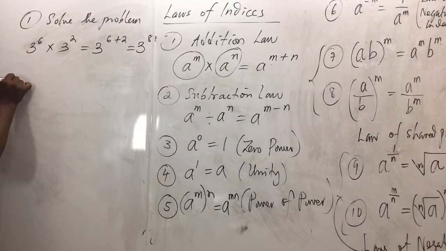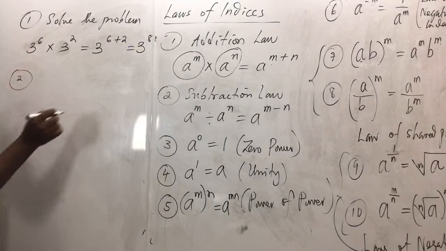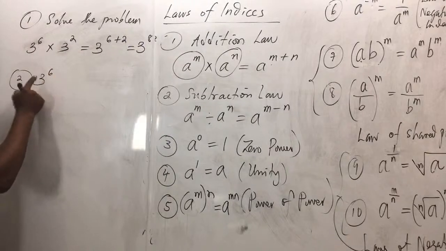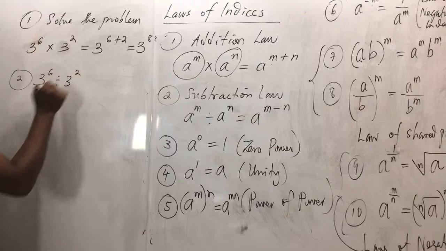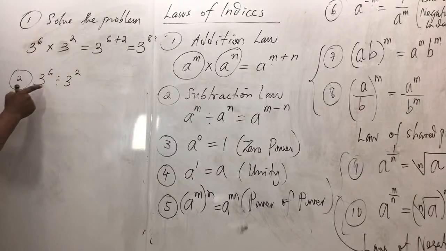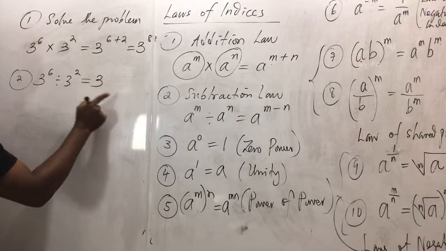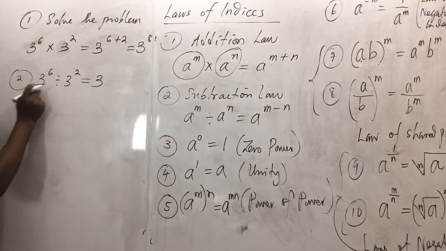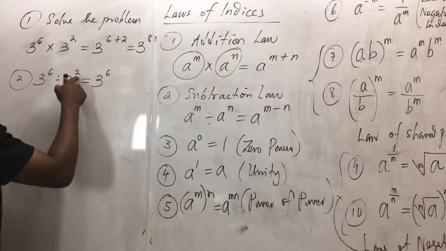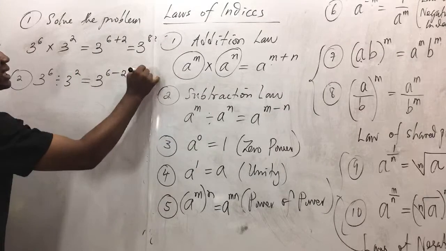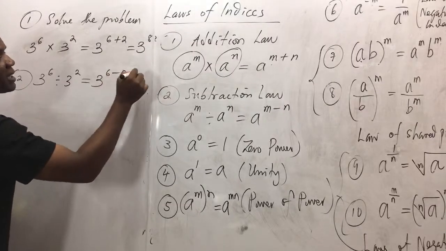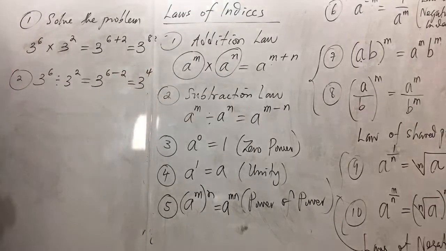So now for the second law being the subtraction law, what if the problem was to solve 3 raised to power 6 divided by 3 raised to power 2? The subtraction law will come in this case. In which case, all you have to do according to the subtraction law, provided the bases are the same, is subtract the second power from the first power, meaning that your answer in this case will be 3 raised to power 6 minus 2, which is 3 raised to power 4.